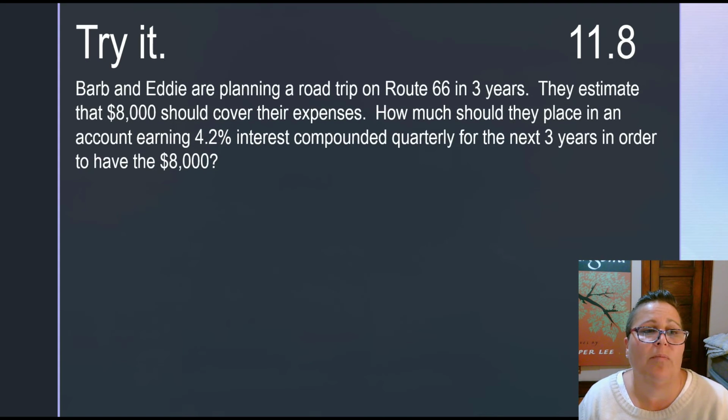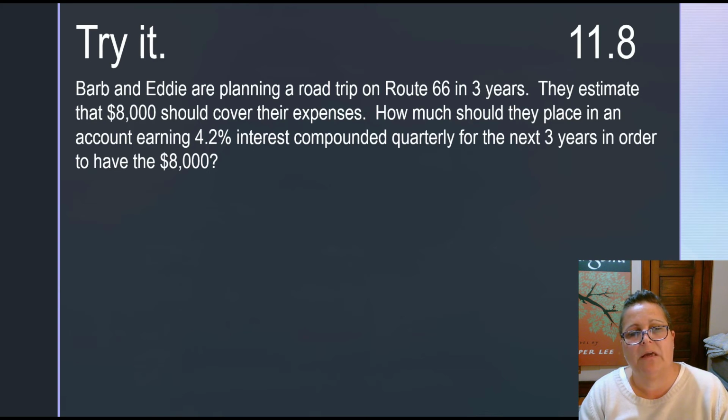Here we have a problem where Barb and Eddie are planning a road trip on Route 66 in the next 3 years. This is actually something people I know have done, that for their 66th birthday, they got a bunch of people together and traveled Route 66. It's super cute. All right. They estimate that $8,000 should cover their expenses. That's the rental, the hotels, the whole thing. How much should they place in an account earning 4.2% interest, compounding quarterly for the next 3 years in order to have that $8,000? So we're going to do the same sort of process here.